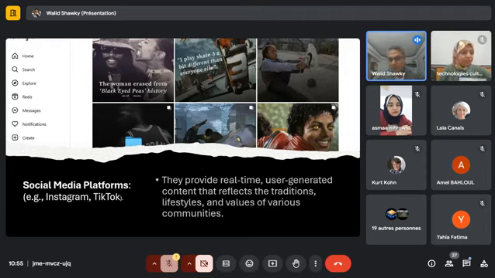The next is social media platforms. There are so many social media, and I think our students are more aware of this than us. They have more experience, as we call them, tech-savvy generation. So our students use social media most of the time, and they know how to navigate, how to find information better than we do. I did a very quick search on Instagram, and I found these channels that you can see on the screen. They provide real-time user-generated content that reflects the traditions and the lifestyle and the values of different places.